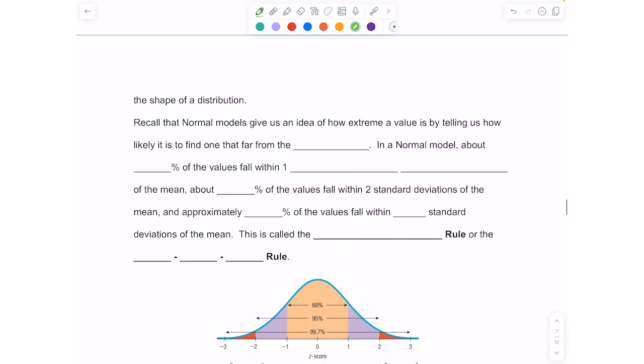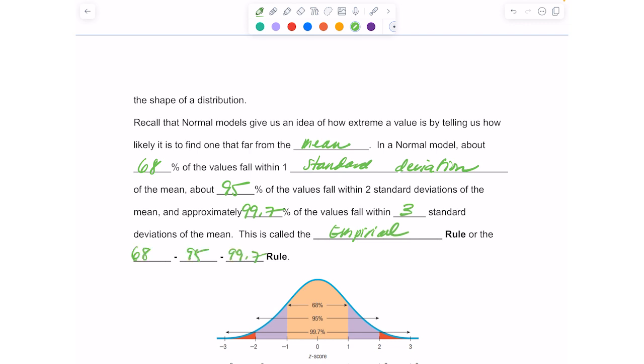Please recall that the normal model gives us an idea of how extreme a value is by telling us how likely it is to find one that far from the mean. In a normal model, about 68% of the values will fall within one standard deviation of the mean. About 95% will fall within two standard deviations of the mean, and approximately 99.7% of the values will fall within three standard deviations of the mean. In statistics, we call this the empirical rule, also known as the 68, 95, 99.7 rule.